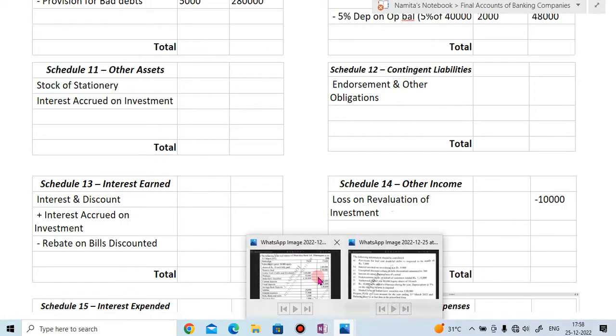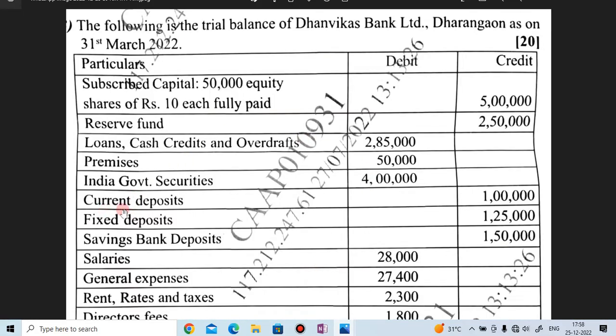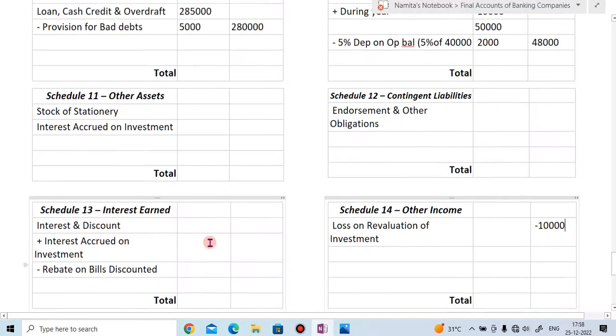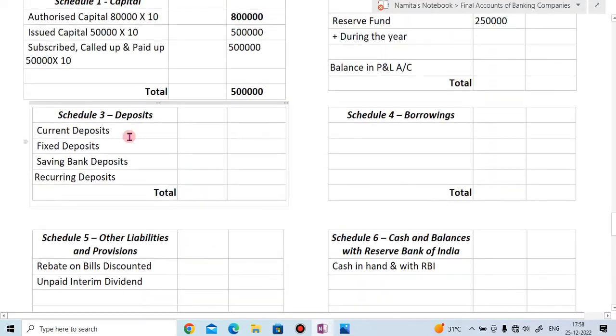Right. Now next is what? Current deposit, fixed deposit, saving deposits. Okay, all these deposits will go in schedule number 3, that is deposit. Current deposit is how much? 1 lakh. Fixed deposit is 1,25,000. Saving deposit 1,50,000. So directly write in schedule number 3 in deposit.